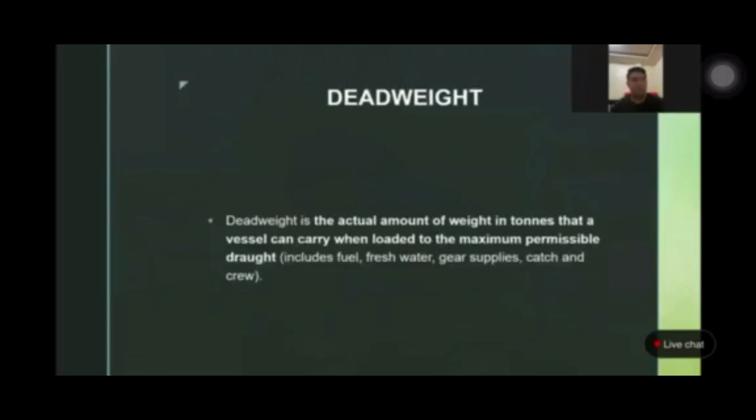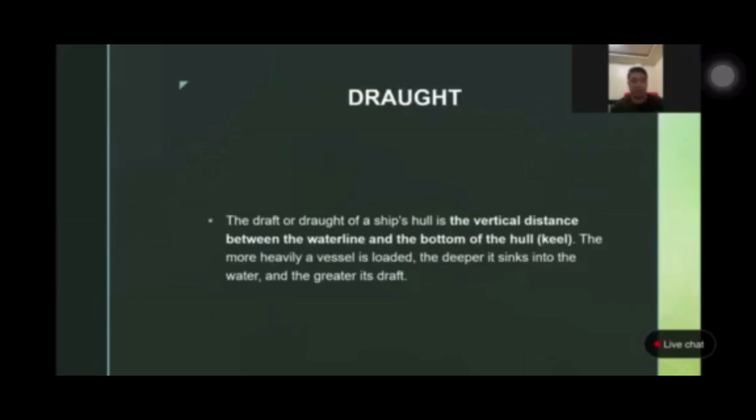First is deadweight. Deadweight is the actual amount of weight in tons that a vessel can carry when loaded to the maximum permissible draught. It includes fuel, fresh water, gear supplies, catch, and crew. Second is draught. The draft or draught of a ship's hull is the vertical distance between the waterline and the bottom of the hull. The more heavily a vessel is loaded, the deeper it sinks into the water and the greater its draft.